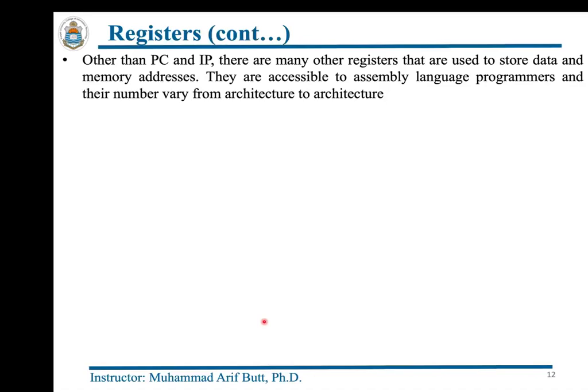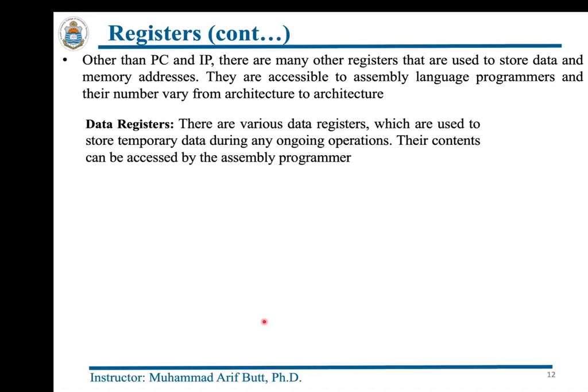Well, other than the program counter and instruction register, there are many other registers as well that are used to store data and memory addresses. They are accessible to the assembly language programmers, and their number varies from architecture to architecture. First of all, there are various data registers which are used to store temporary data during any ongoing operations. Their contents can be accessed by the assembly programmer.